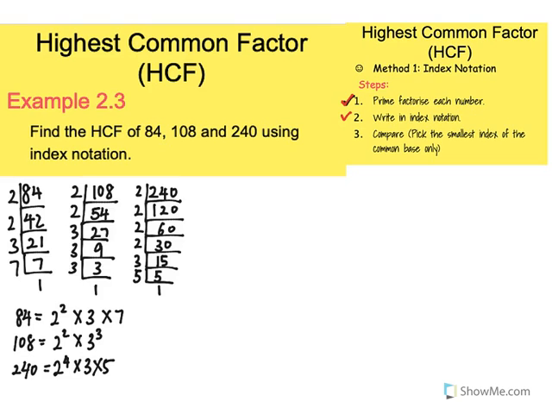So now we're going to step 3. Exactly as we did earlier, we need to compare and pick the smallest index of the common base only. All 3 must have the same common base. If you look carefully, you realize all of them have a 2 and all of them have a 3.